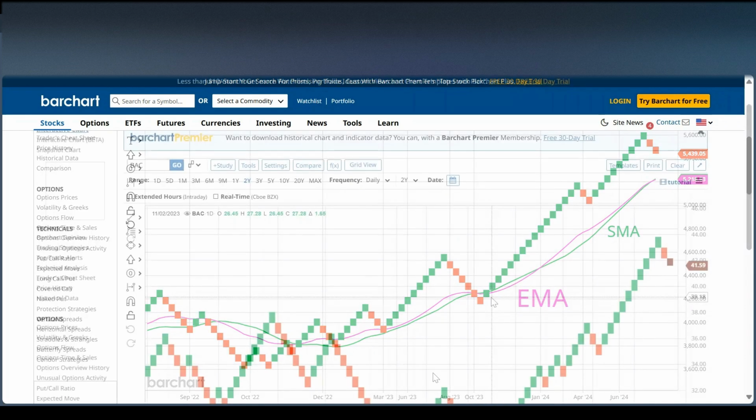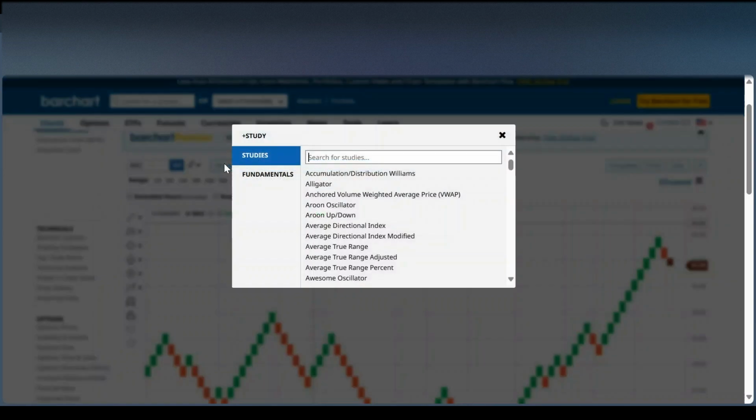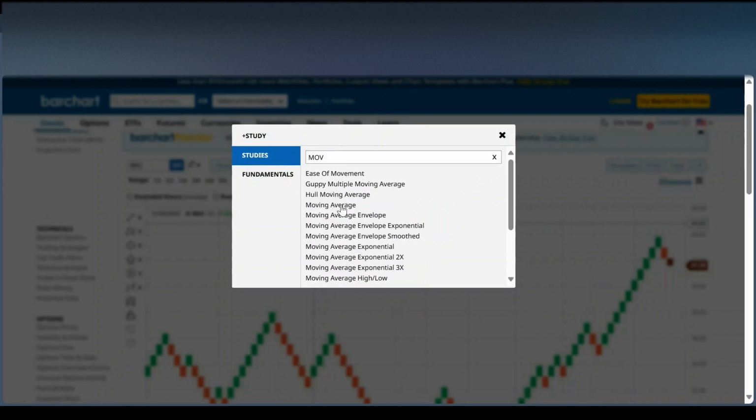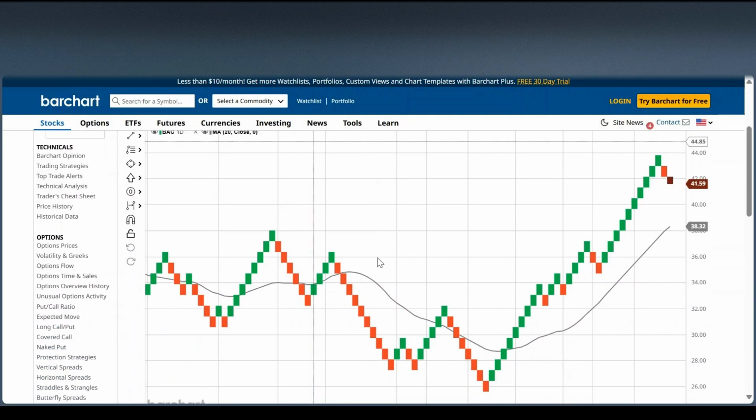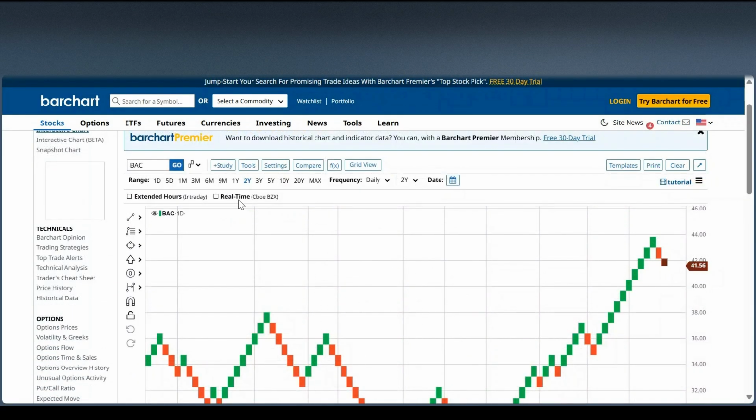Now, let's see how we can apply these moving averages to Renko charts. Adding moving averages to Renko charts can help you identify the trend direction and potential entry and exit points with greater clarity. To add a moving average to your Renko chart, follow these steps.